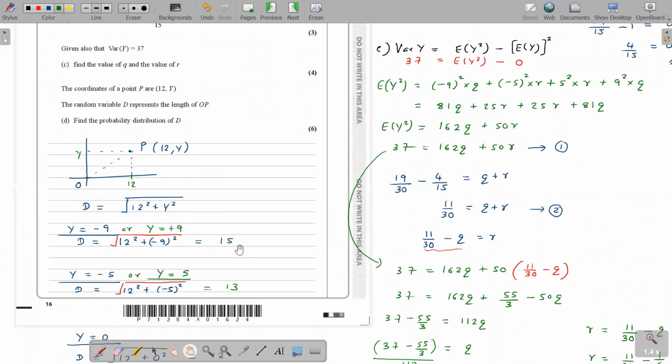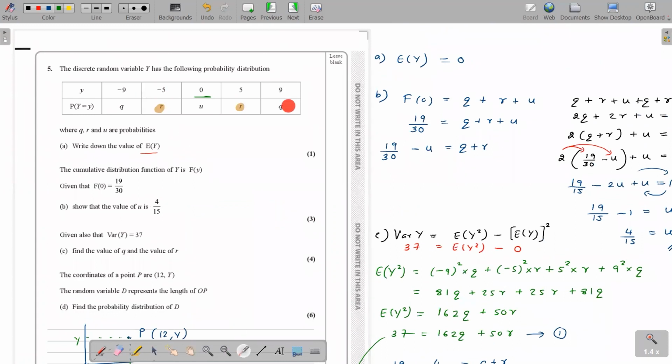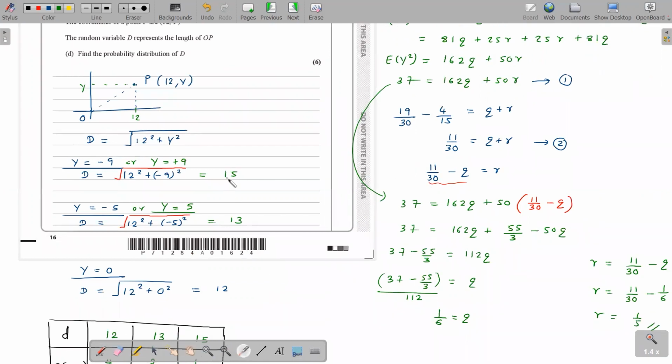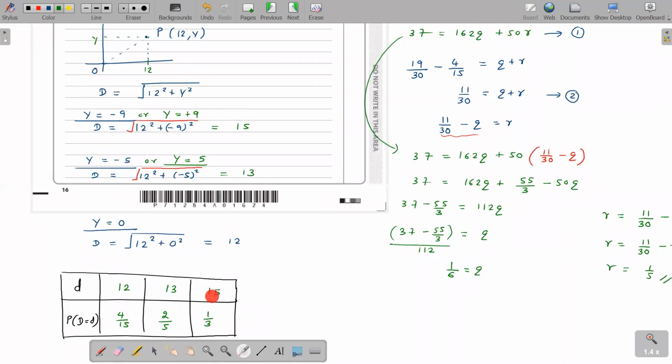Yeah. So just to give a quick idea about the table again. They say here the random variable D represents the length of OP. So the length of OP means basically 12 comma y is your coordinate. They've given 12 comma y as the coordinate. The y values you get from the table above. So for the different values of y, we calculate the different distances. Okay, so I calculated these three distances, and then what we do here is for these three distances, we look at the respective y value who gives each distance.